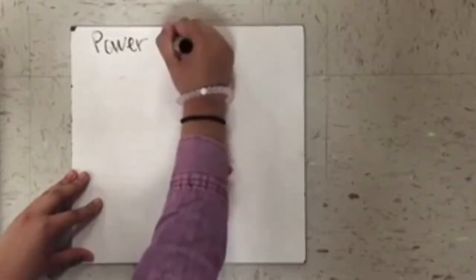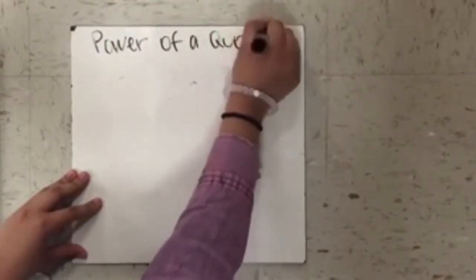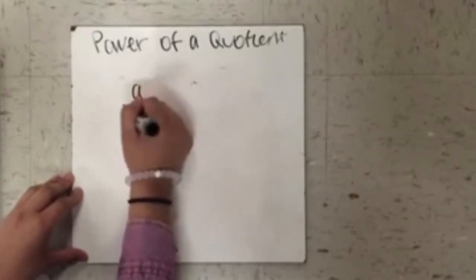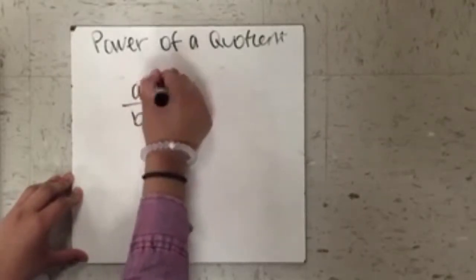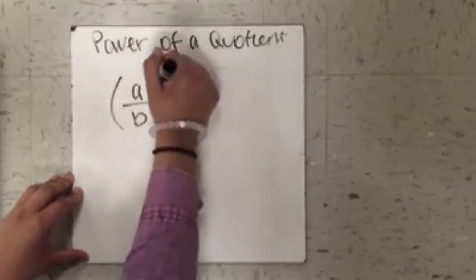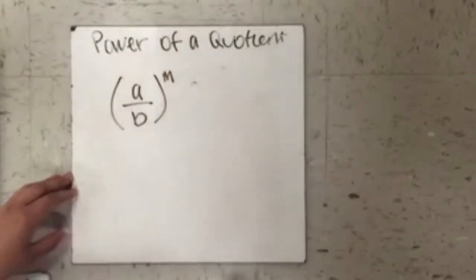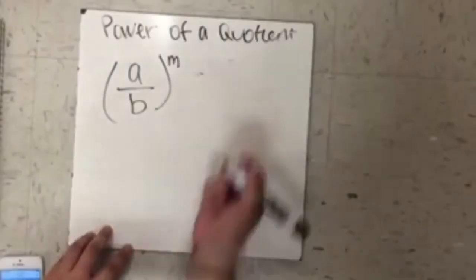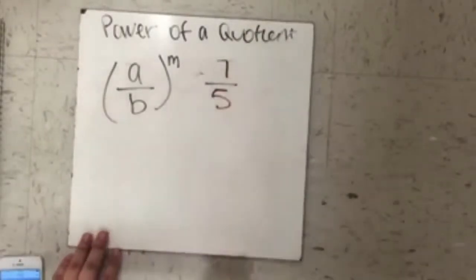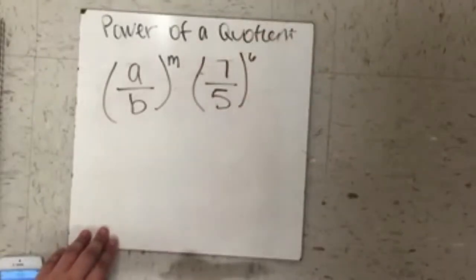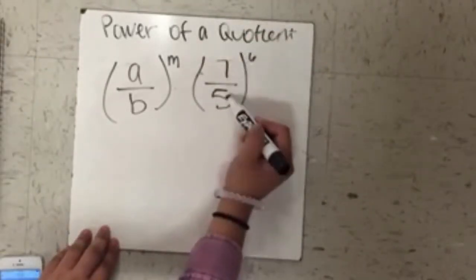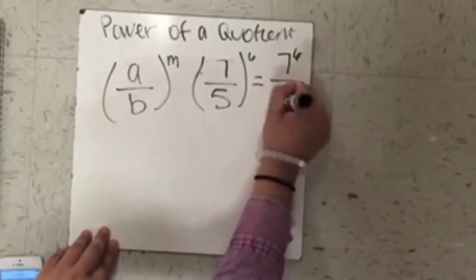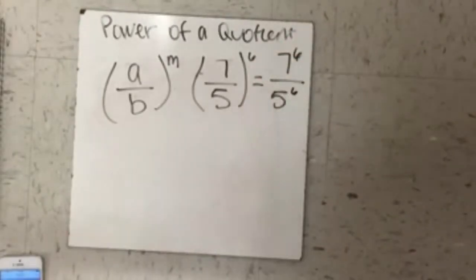For our next one, we will be doing power of a quotient. For the example, we will have a over b to the power of m. So we will have 7 over 5 to the power of 6. So you're going to distribute 6 to 7 and 6 to 5, which will then result in 7 to the 6th power over 5 to the 6th power.